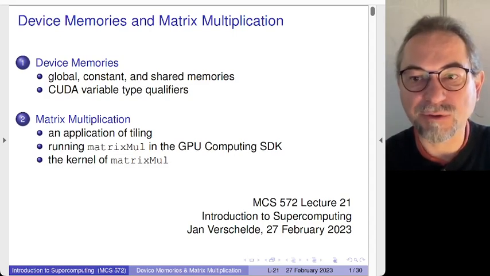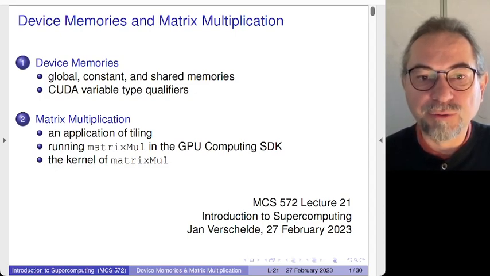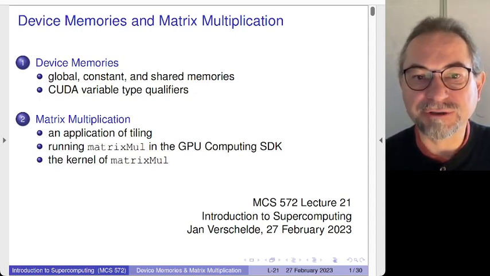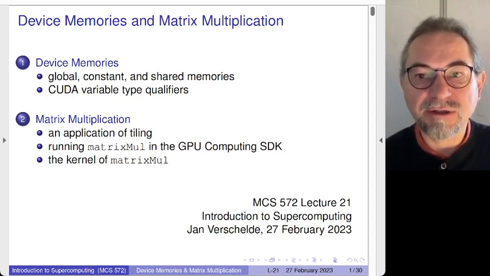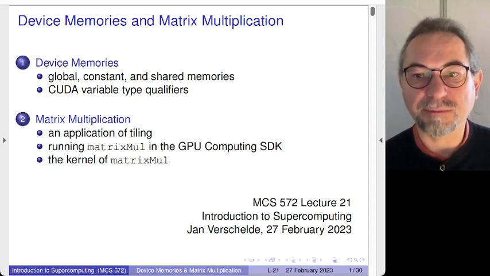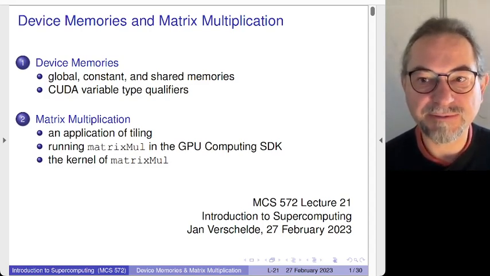memories. In the previous lecture we introduced a very basic version of the matrix multiplication. Now we are going to look into a more efficient version, a version that will take care of the memories that are available on the graphics processing unit.